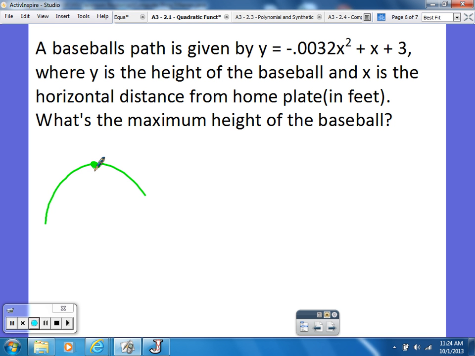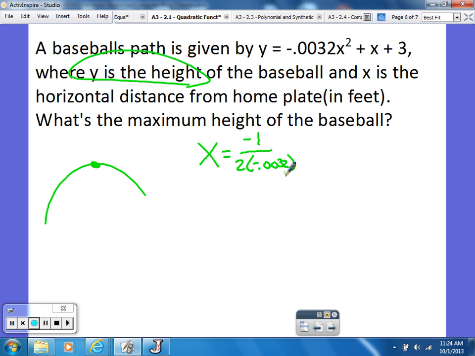Now, height. Which part am I dealing with, X or Y? How'd you know that? Good. That's perfect. You need to be able to pick that part out. Well, I can't find Y without finding X, right? So the first thing we do is we're going to find our X. X equals -1 over 2 times -0.0032.